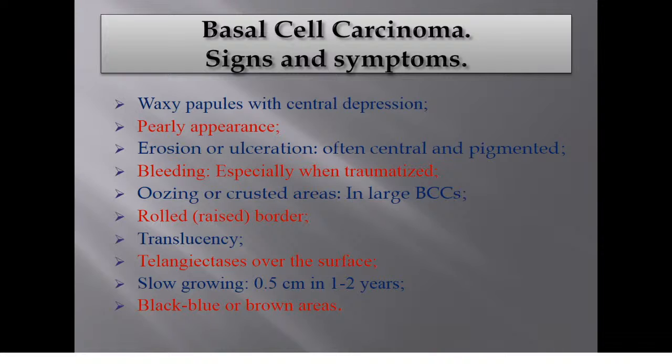Waxy papules with central depression, pearly appearance, erosion or ulceration, bleeding, oozing or crusted areas, rolled borders, translucency, telangiectasia over the surface, and slow growth of about 5 millimeters in 1 to 2 years, and black, blue, or brown areas. There are different types of basal cell carcinoma, and we can divide it into nodular, infiltrative, micronodular, morpheaform, and superficial.